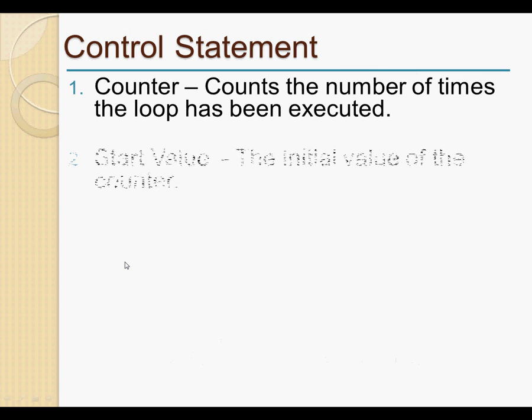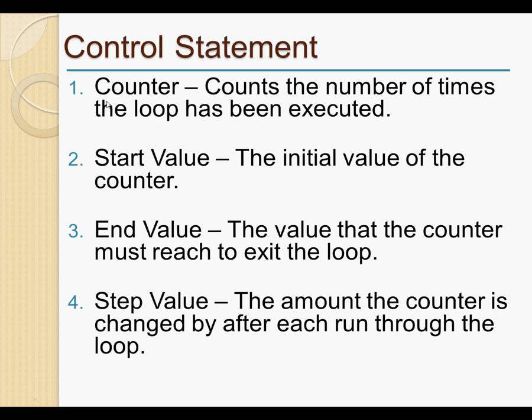So again, here's the definitions that you can see. So the counter is the number of times my loop has been executed. It is a variable. The start value is the number that I'm going to start my counter at. The end value is the number I'm going to end my counter at. And the step value is the amount that I'm going to increase my counter by each time I go through my loop.